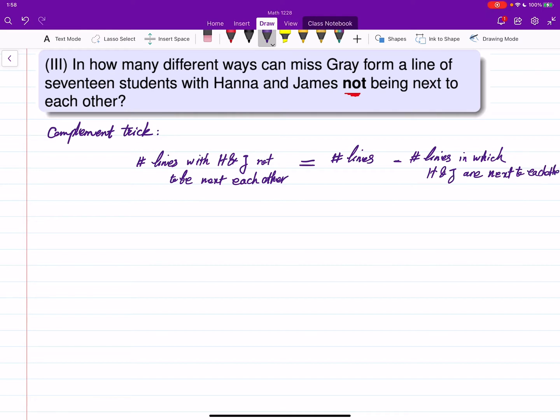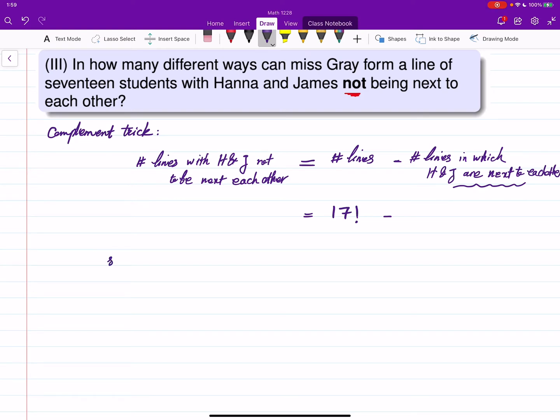Why am I choosing to count when they are next to each other? Remember part 2, the grouping trick will help me find this number. And the number of lines is easy because that's just a permutation. So let me write it now. This is going to be 17 permutation 17, the number of all possible lines of 17 out of 17 students. That's going to be 17 factorial. Minus, how about the number of lines that H and J are together?